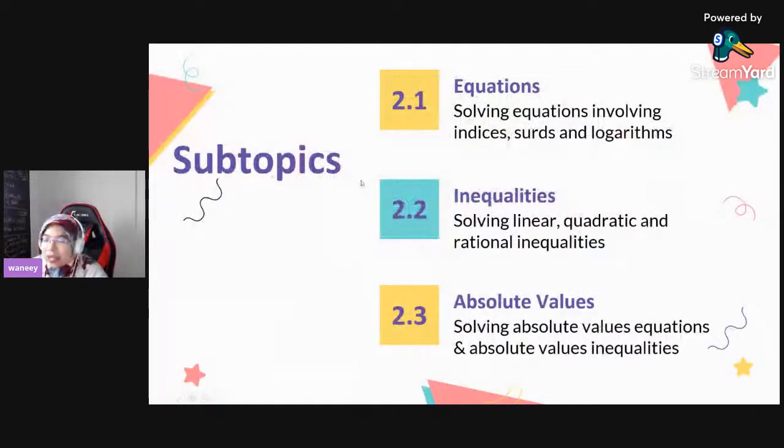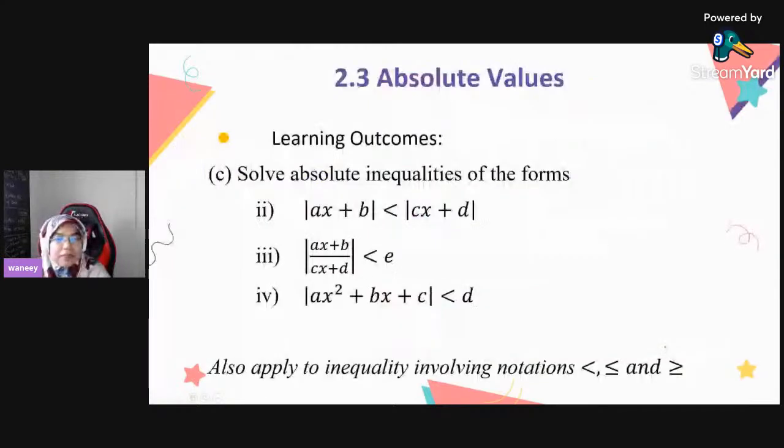Okay, so we have 3 subtopics. We have already finished equation. We have already finished inequalities. So now absolute value, we just need to finish a few more absolute value inequalities. Okay, so the learning outcome for today, you should be able to solve absolute value inequalities of the form.